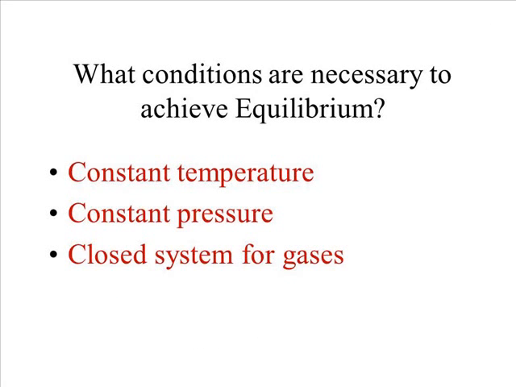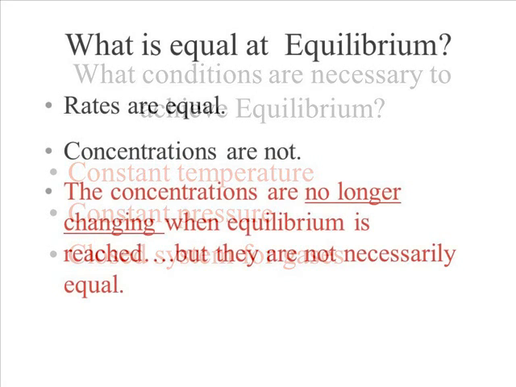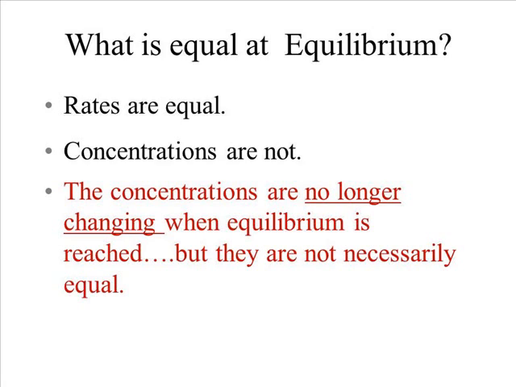The conditions that are necessary to achieve equilibrium are a constant temperature and pressure, and if you have gases, you must have a closed system. So what is equal at equilibrium again? The rates are equal, the concentrations are not equal. They're not changing any longer when equilibrium has been achieved, but they're not equal. Rates are equal at equilibrium.